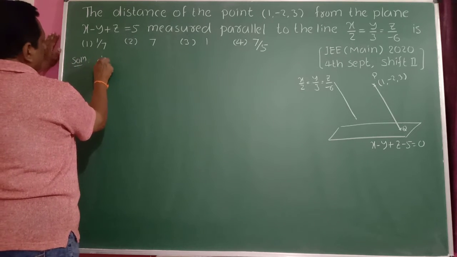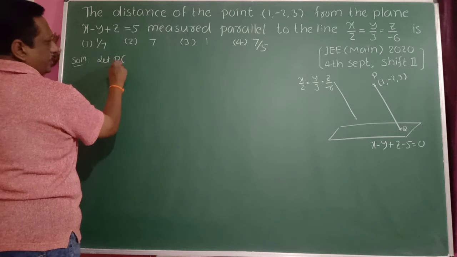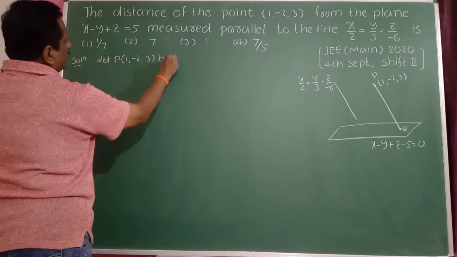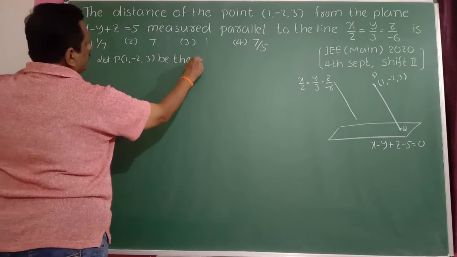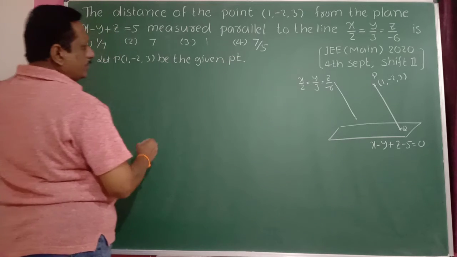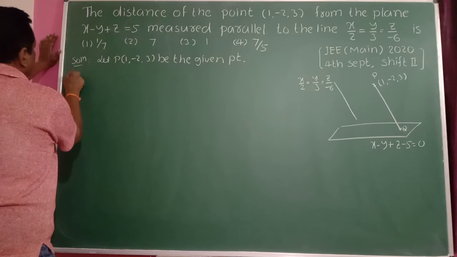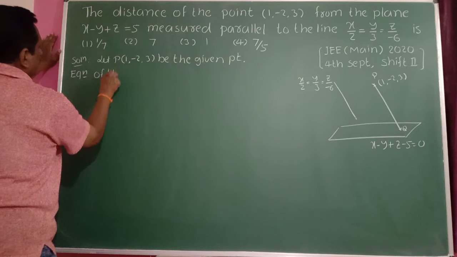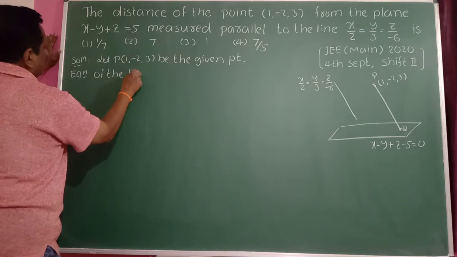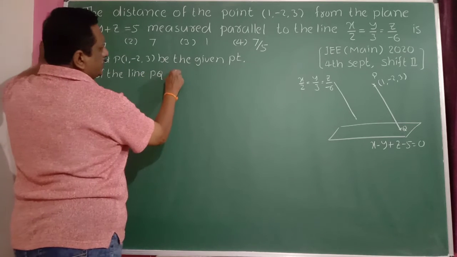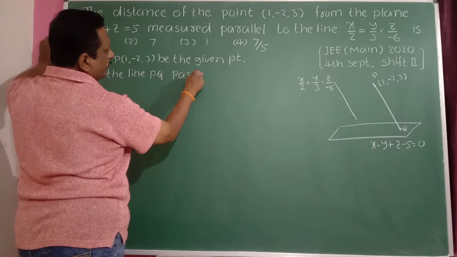So let P, 1, minus 2, 3 be the given point. Okay. So the equation of the line PQ passing through the point P.